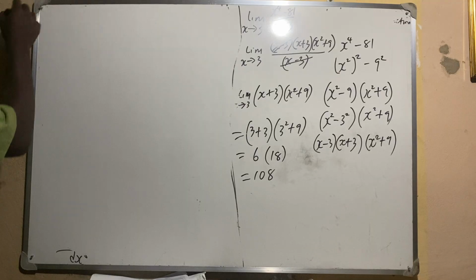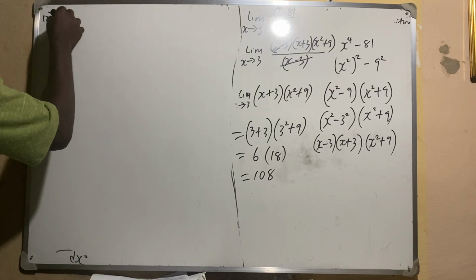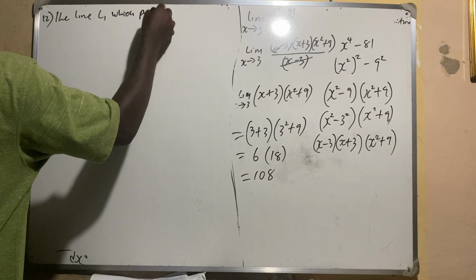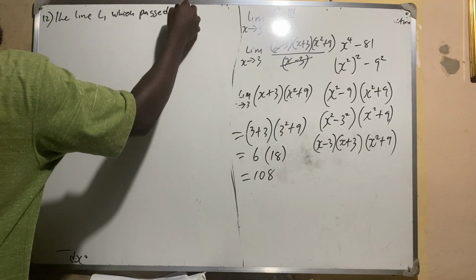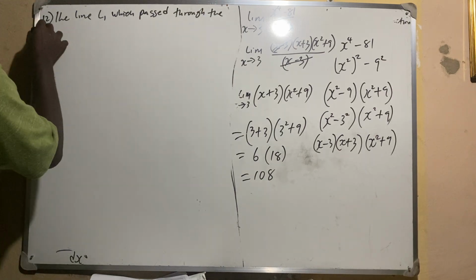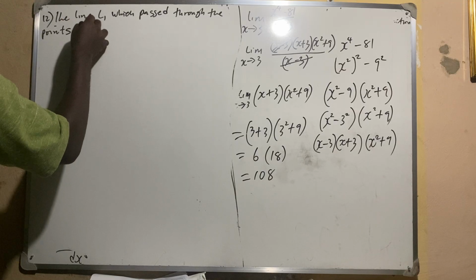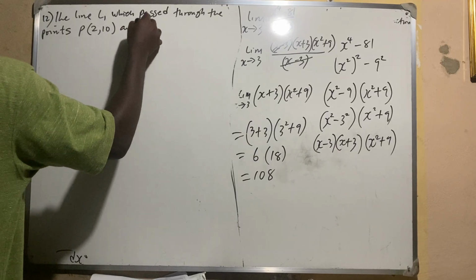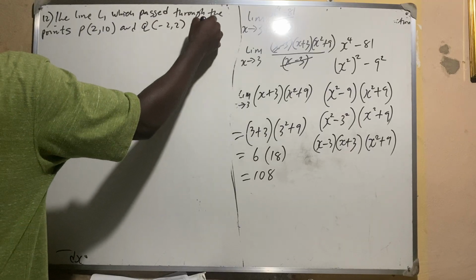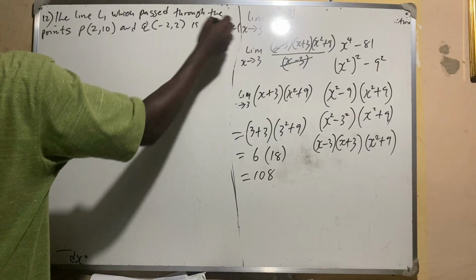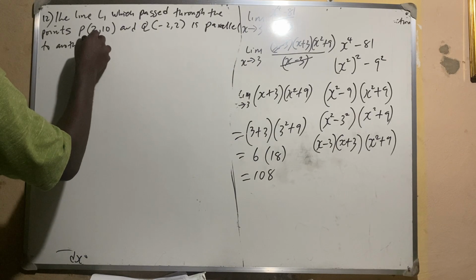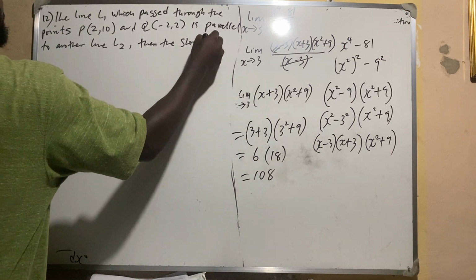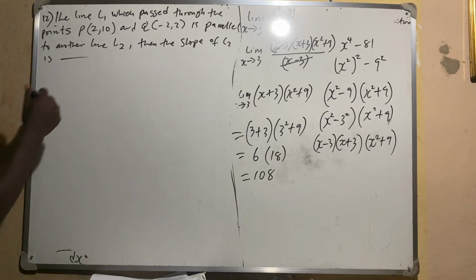Question number 12. Question number 12 said the line L1, which passes through the points P in bracket of 2 comma 10, and Q in bracket of minus 2 comma 2, is parallel to another line L2, then the slope of L2 is dash. Okay, solution.